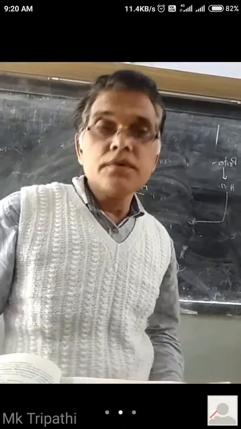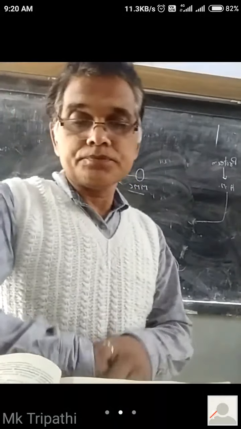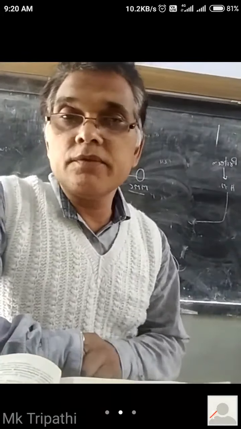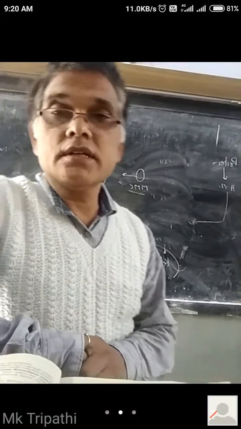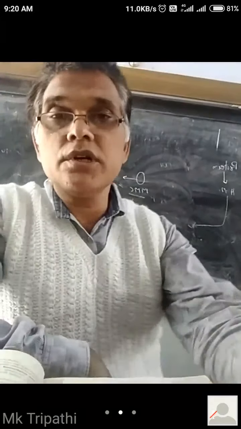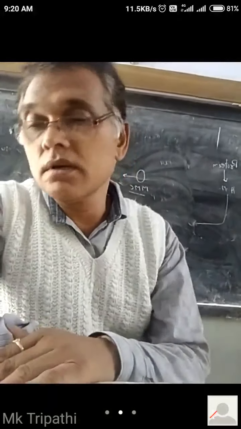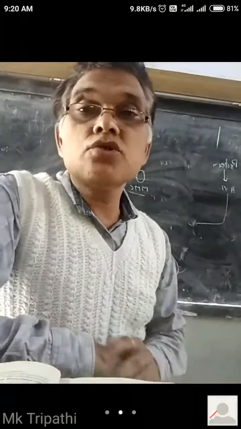Now we study pollination again. We studied that pollination is of two types: one is self pollination and another is cross pollination. But here we study three kinds of pollination: autogamy, xenogamy, or geitonogamy. The first one is autogamy.